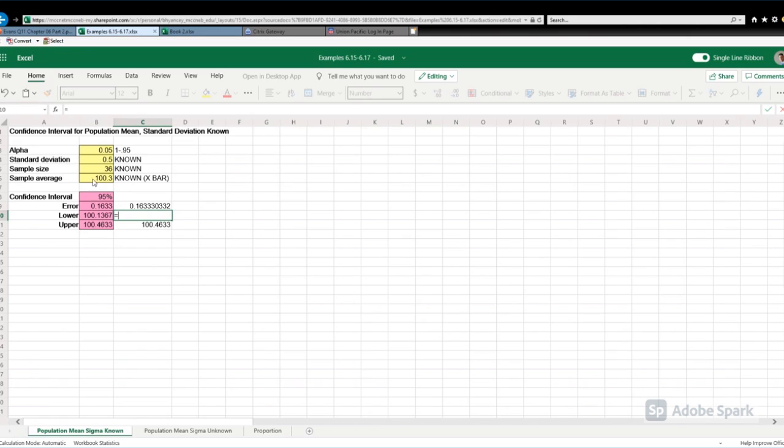And then to get our upper and lower limits, for our lower limit, we're going to take the sample average, equals cell B6 minus cell B9, which is our error. And for our upper limit, we take equals sample average, which again is cell B6, plus our error. Those things both check out. And that's how we obtain our error with a confidence interval of 95%.